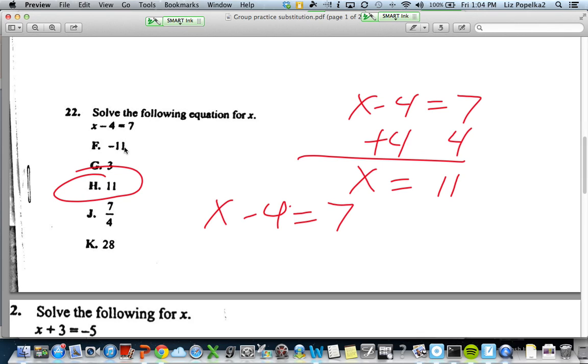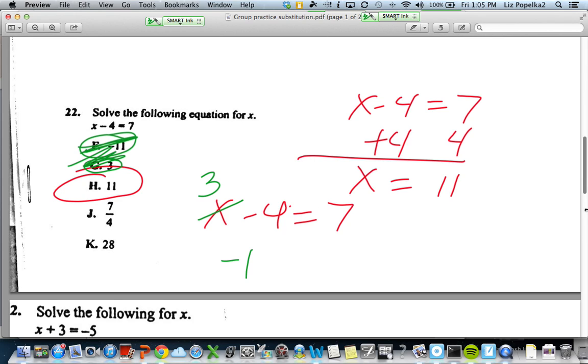So I could take all the answers that are given to me and put them into the problem. So instead of x minus 4, I'll put negative 11 minus 4. Now my calculator is going to tell me that that's negative 15, not the 7 that I want to get on the other side. So I know that one's not right. So that can't be it. Now I'm going to substitute in a 3. 3 minus 4 is a negative 1, not the 7 that I'm looking for. So I know that that one's not right.